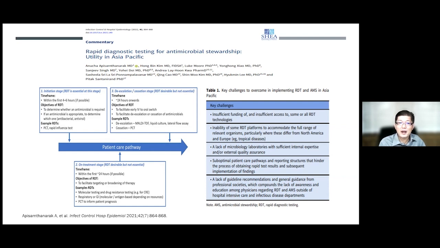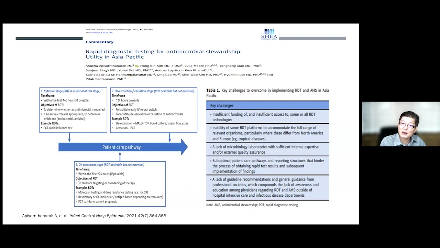An example is very clear: the test for COVID, the test for influenza, and the use of procalcitonin to distinguish viral and bacterial infection. Rapid diagnostics can be used in the ongoing stage, including to facilitate targeting or broadening of therapy. Examples of these tests include molecular testing, respiratory and GI panels, and procalcitonin. The last is the de-escalation and cessation time frame, where rapid diagnostics can help facilitate early IV to oral switch and de-escalation or cessation of antibiotics. There are a lot of tests, including MALDI-TOF, lateral flow assay, and procalcitonin, to help you de-escalate or cease antibiotics.